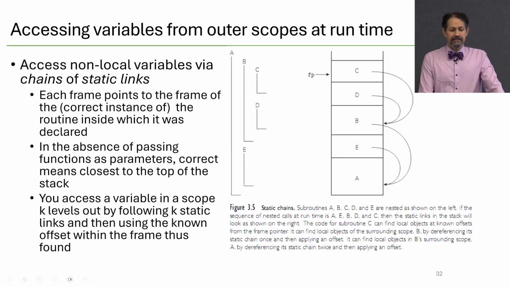How is that actually implemented? Well, we have to consider how we access variables from outer scopes at runtime. What we do is we access non-local variables via chains of static links.